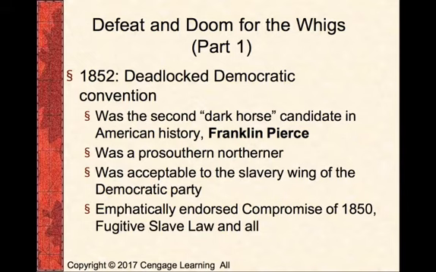He's called the fainting general by his opponents because of a groin wound he received in the Mexican War that caused him to fall off his horse. He was a pro-Southern Northerner, and he was acceptable to the slavery wing of the Democratic Party and emphatically endorsed the Compromise of 1850, the Fugitive Slave Law, and all of that.